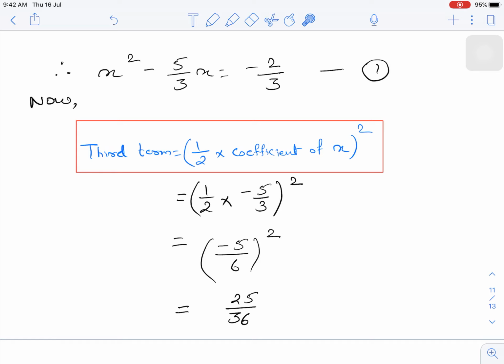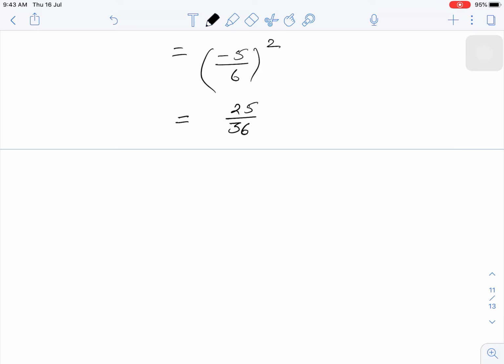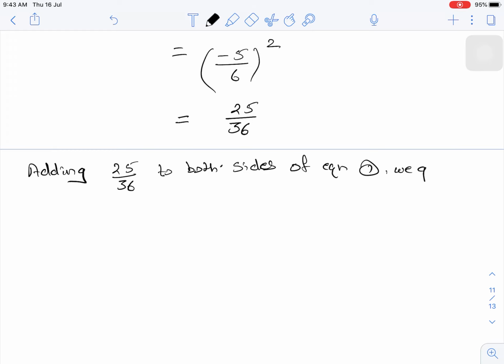Now this is our third term. What are we going to do? We are going to add this third term in equation number 1. So I'm going to copy this equation now. Our next step will be adding 25 upon 36 to both sides of equation 1, we get. Now what is our equation number 1?